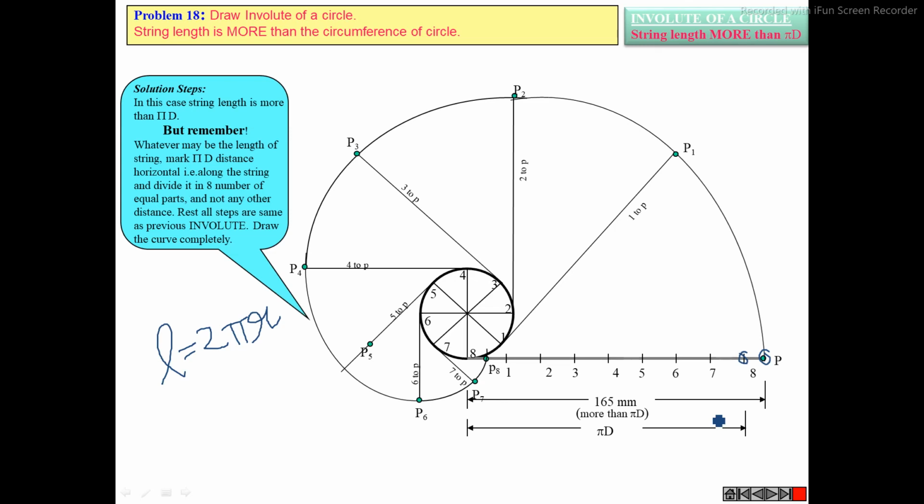If you are solving the first case, L equal to 2 pi r, point P will shift to point 8, because whatever length of the thread you have, exactly the same length you are wrapping on the circle. Yes or no? Point P will shift to point 8. Point 8 and point P will be the same point. So your curve will start from this point, not from this point. Yes or no? Correct?